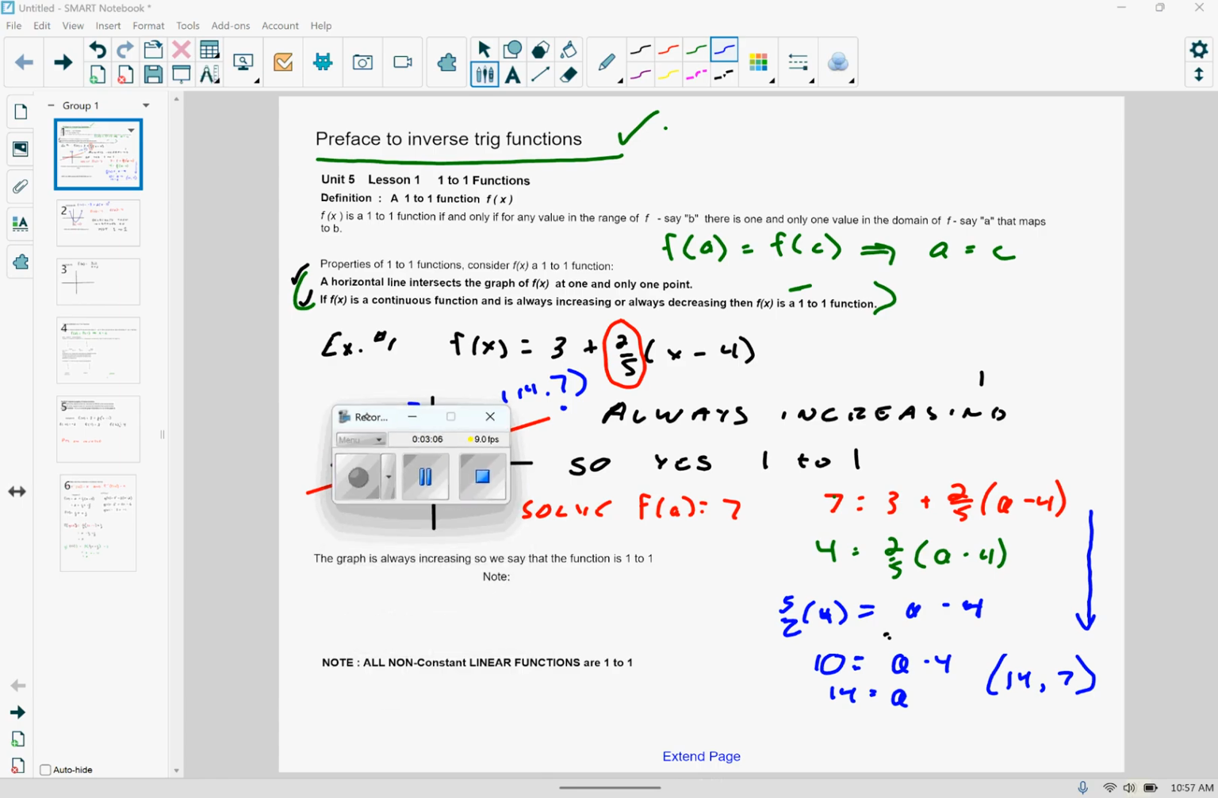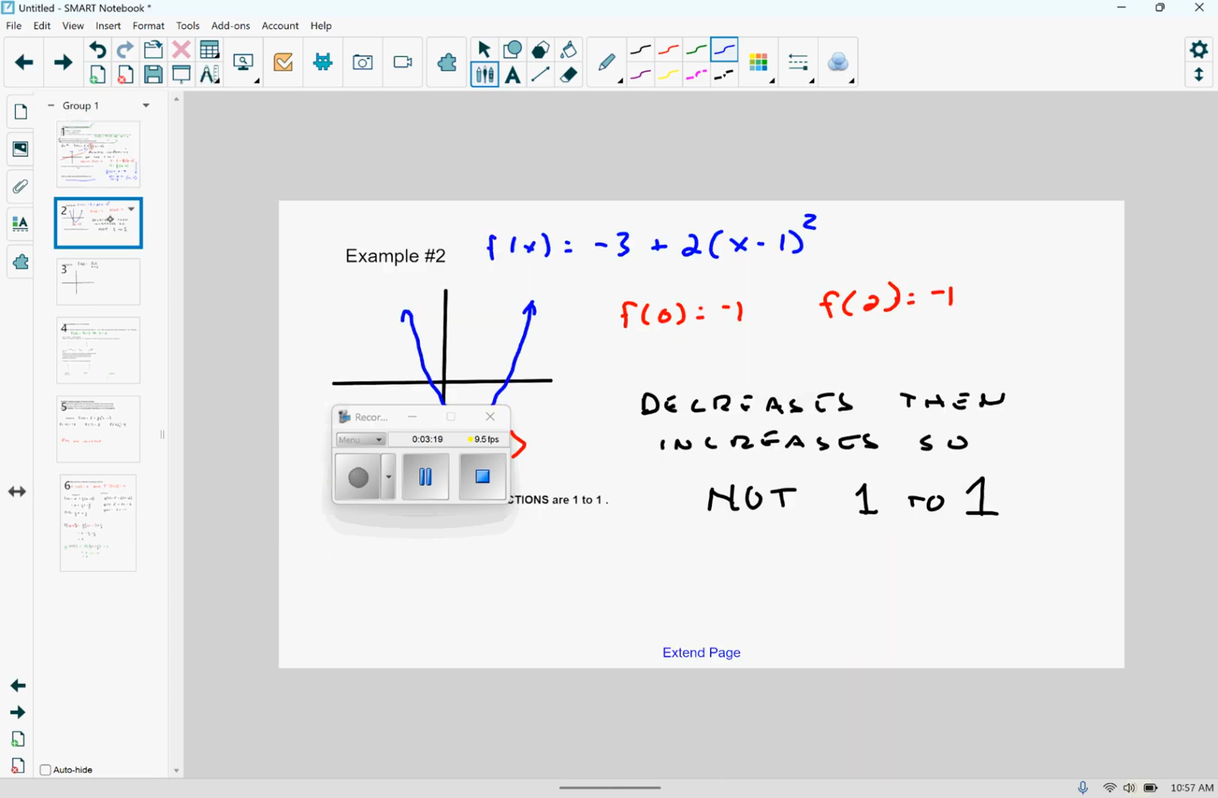Note, all non-constant linear functions are one-to-one. That's good to know. Let's go back here to example number 2.